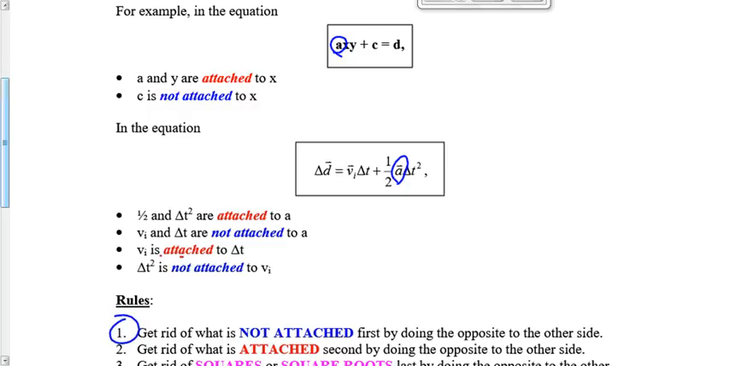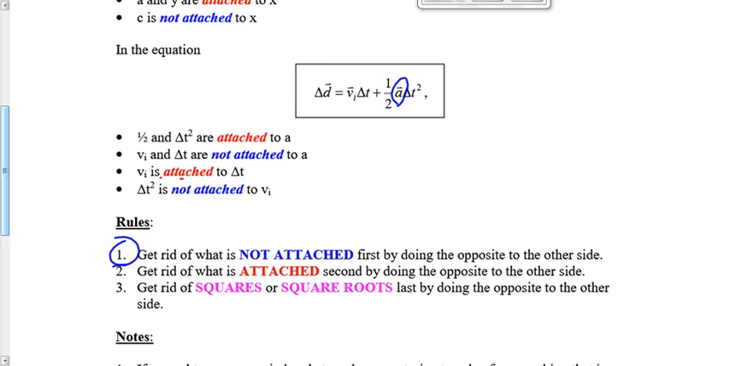Solving for A over here, how are you going to get rid of the VIT that's not attached? Take it over by subtracting, right? Then you get rid of what is attached. Sometimes this gets a little bit trickier, because there tends to be more variables. So in this bottom one, solving for A, get rid of the VIT first by subtracting. The equation ends up looking like this: D is equal to VIT plus 1/2 AT squared, minus VIT on both sides. On this side, the VIT disappears because VIT minus VIT is 0. On the left side, it becomes D minus VIT equals 1/2 AT squared.